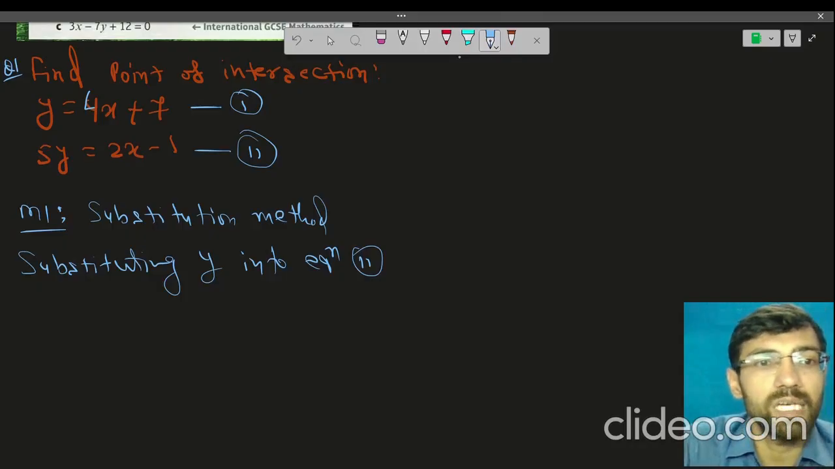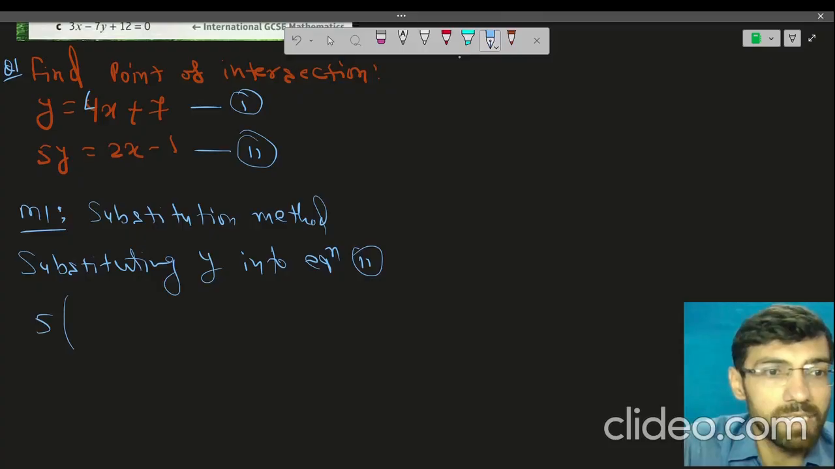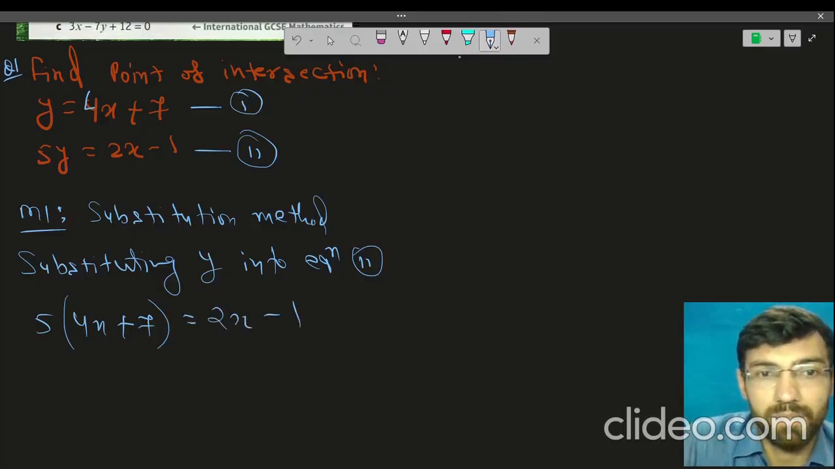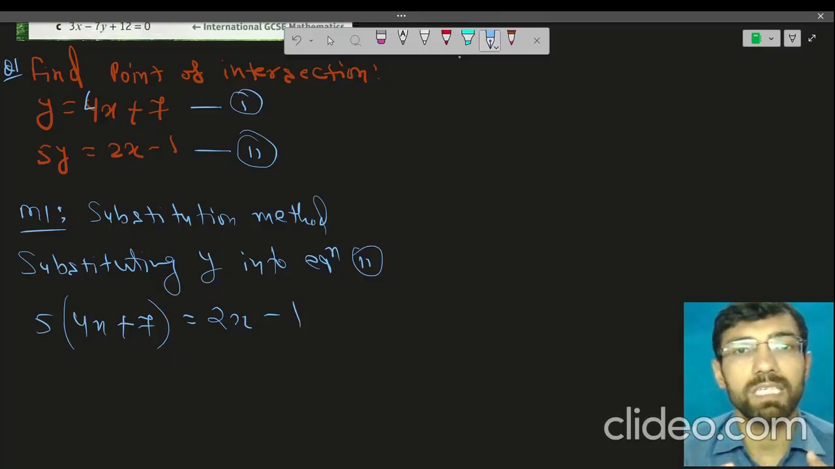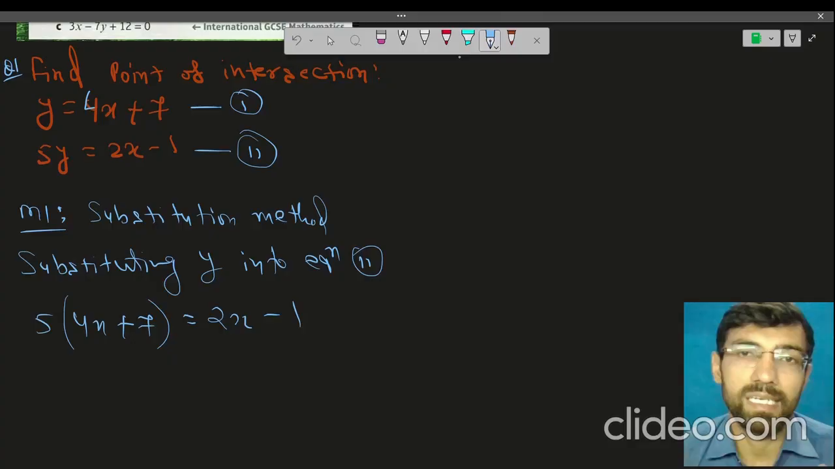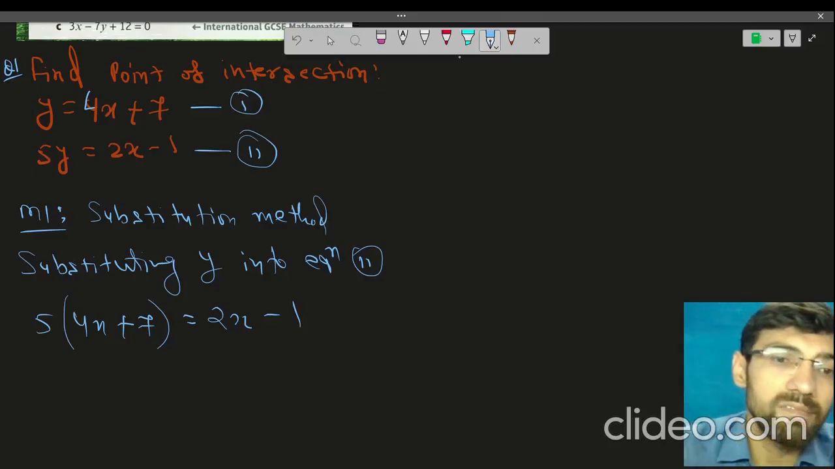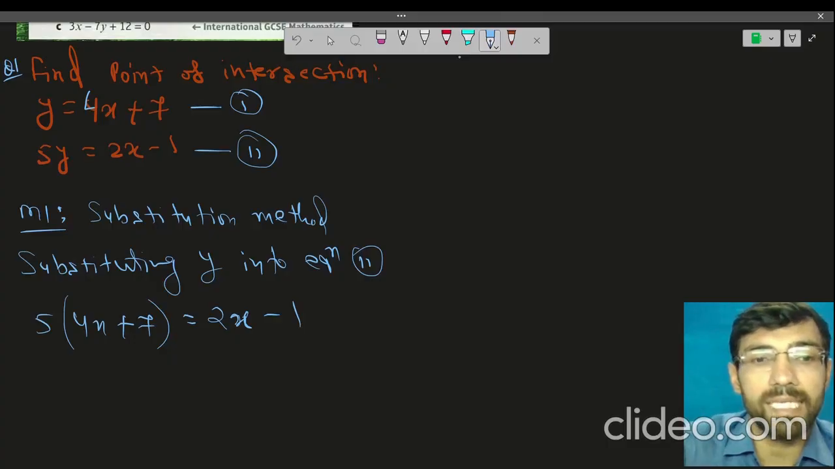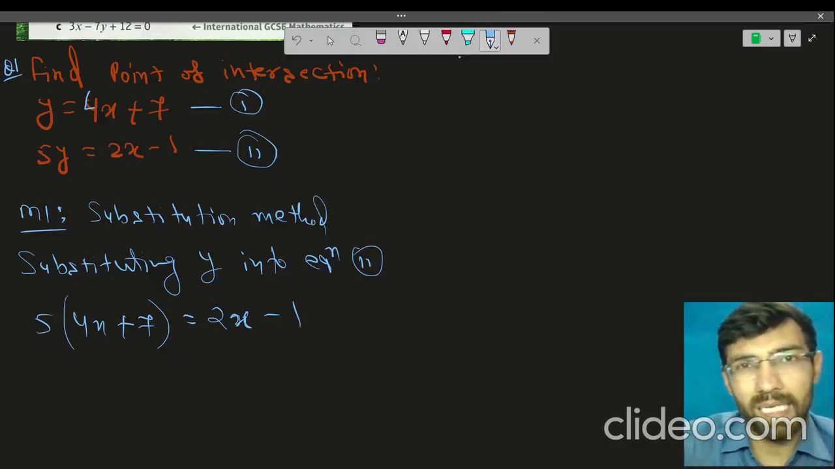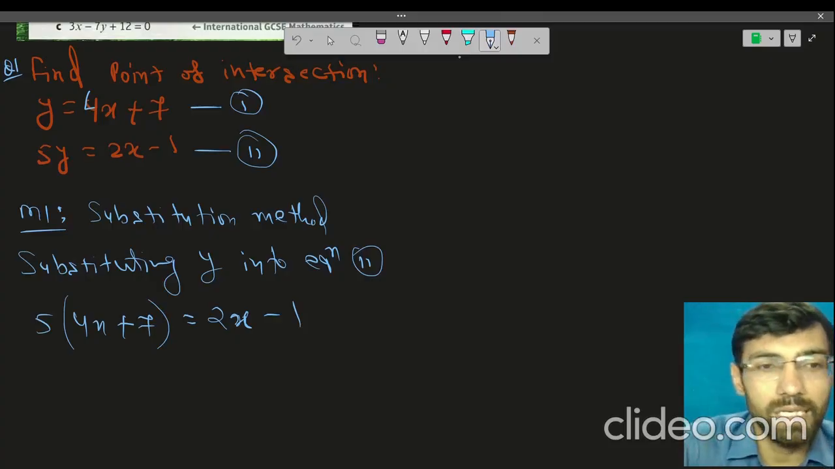So what is equation number 2? My equation number 2 is 5y equals 2x minus 1. So it will be 5, instead of y, we will substitute 4x plus 7, correct? 5(4x plus 7) equals 2x minus 1. And now what happened, when we substituted the first variable into the other equation, we got an equation in terms of just a single variable. Please see, now we got an equation in terms of just a single variable. Now x is the only variable, and if in an equation we have one variable, we can solve that. Let us quickly solve it.